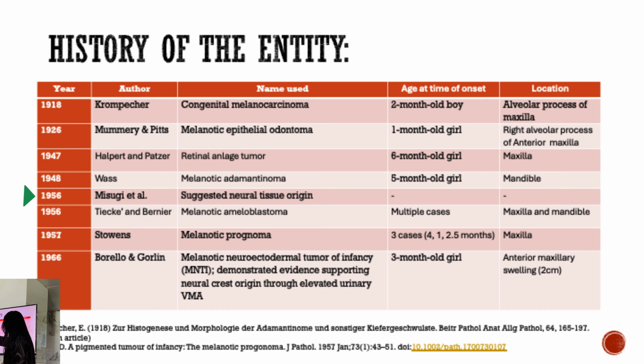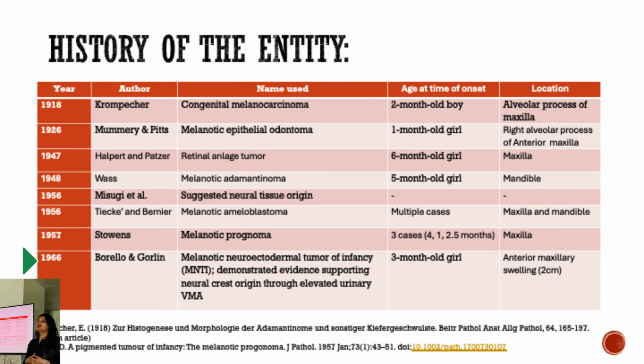Then what happened in 1956, interestingly, was by Misugi et al. He went a bit closer to its origin for the first time, which is neural tissue. Later on, it switched to melanotic progonoma and melanotic ameloblastoma. And then finally, in 1966, Borello and Garland saw a case of a 3-month-old girl. It was an anterior maxillary swelling.